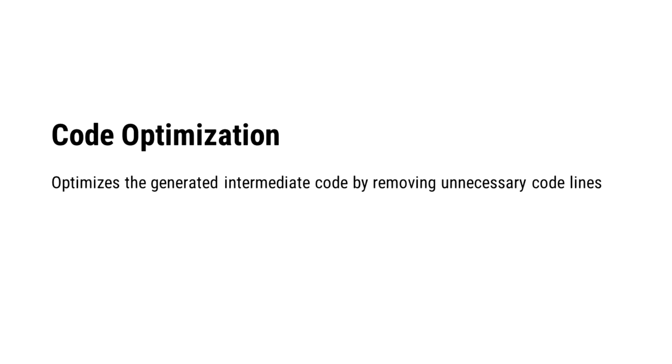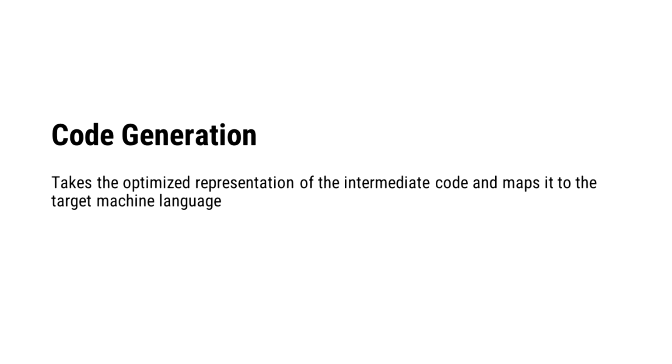So basically, we go through the intermediate code again and check whether the code is perfectly optimized or whether there are redundant or unnecessary code lines, and we remove all those things and optimize the intermediate code. And the final stage, code generation.